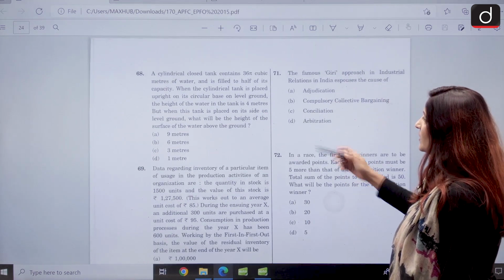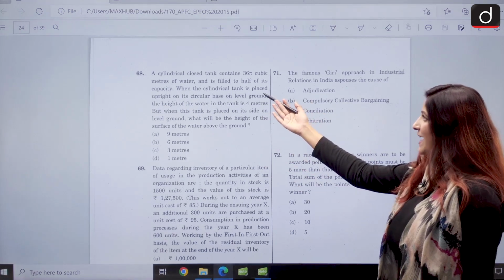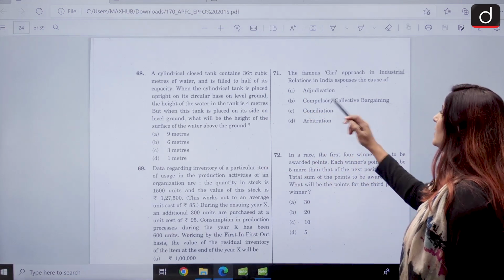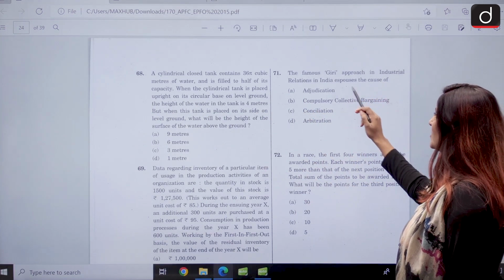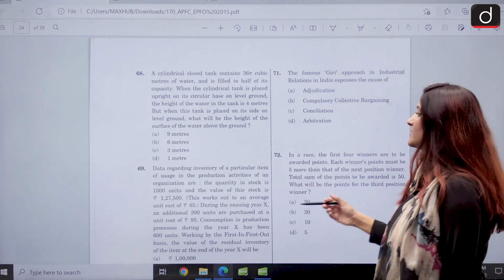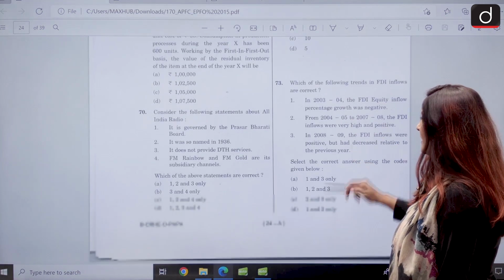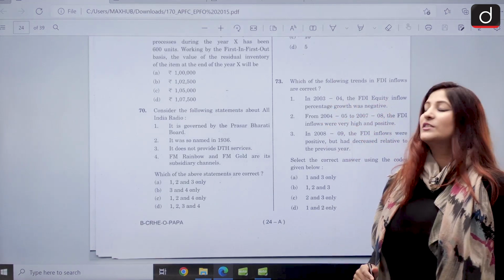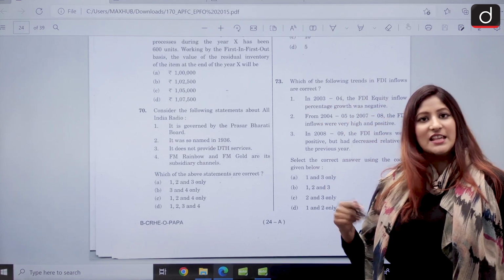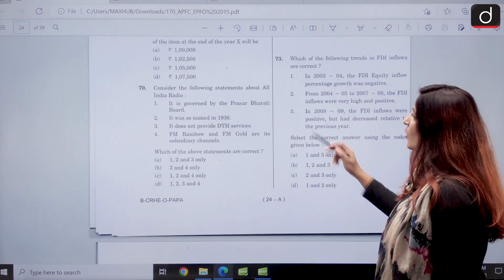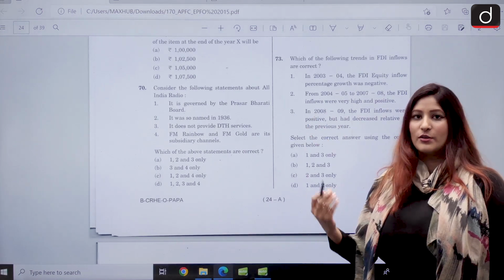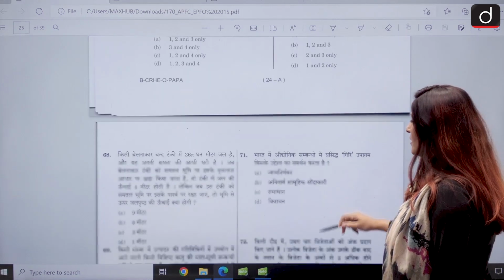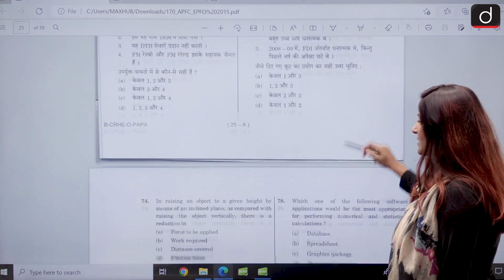So here again, maths question, cylindrical closed tank contains, okay, this is important that you read maths as well, study maths as well. The famous Giri approach in industrial relation in India espouses the cause of, economics, maths. All right. Again, here in FDI inflows, what is correct with respect to FDI? This is current affairs as well as current affairs in economics. All India Radio, about All India Radio, this could belong to the important current affairs that must be there in 2015. So this is the APFC paper.